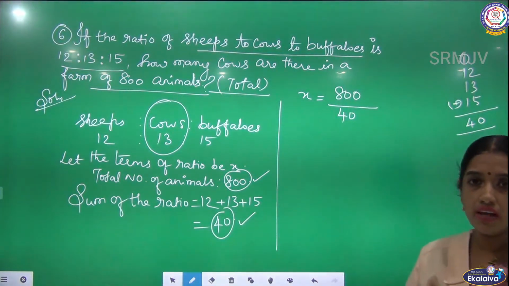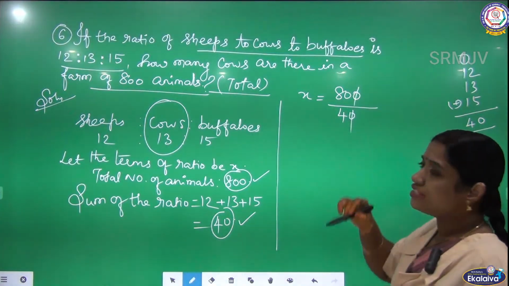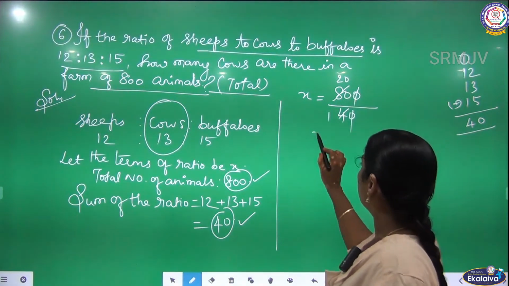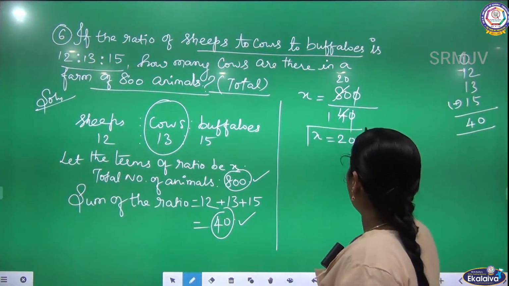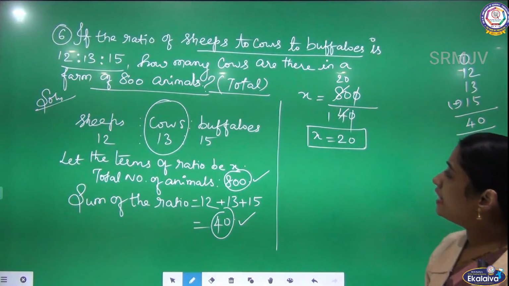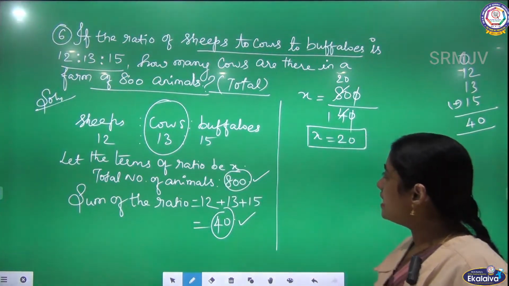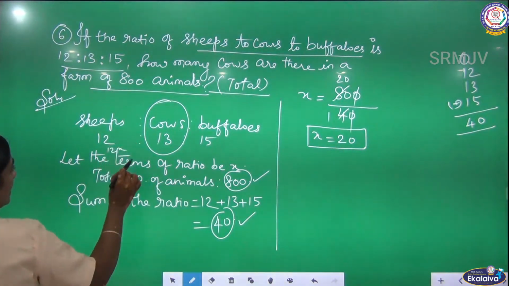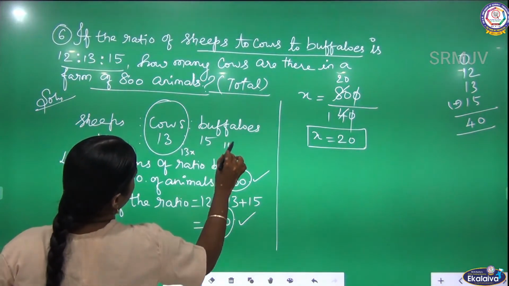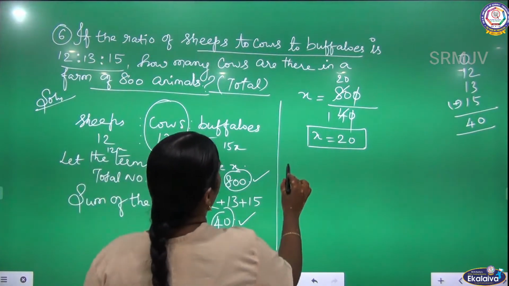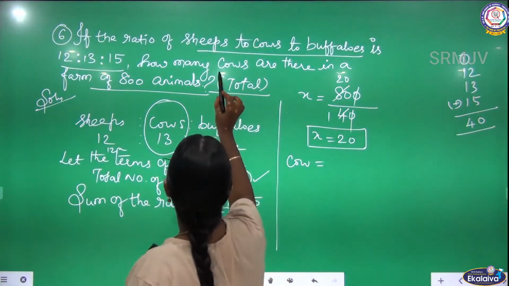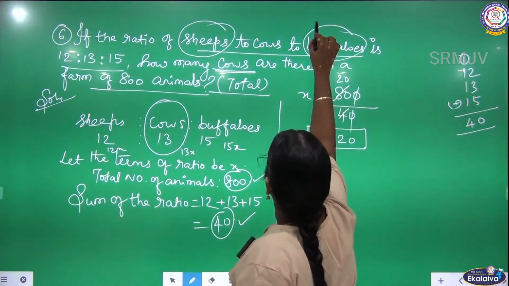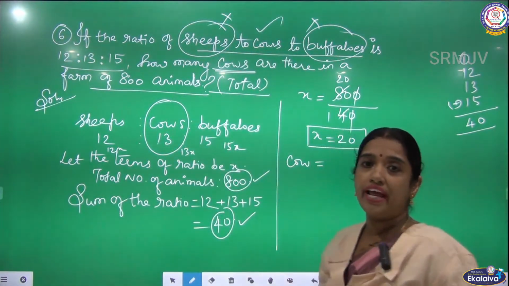Got it? Now, I am going to simplify this. 0, 0 getting cancelled, and 4 twos are 8, 4 twenties are 80. So, the x I have got is 20. Now, I want the ratio of cow. See, listen. So, how can I write this? 12x I can write, and 13x, 15x. Okay. So, cow, because they are asking only cow alone. They didn't ask the sheep as well as the buffalo. Only they asked the cow ratio alone.